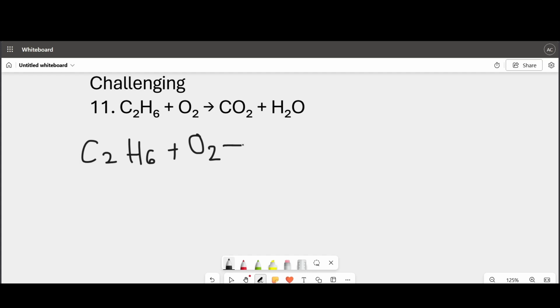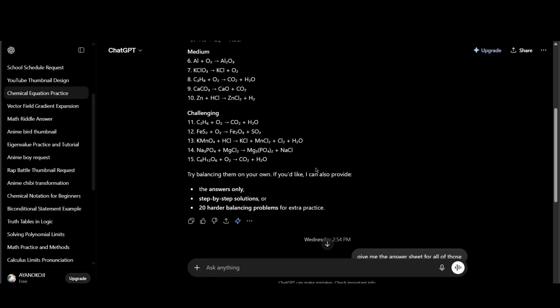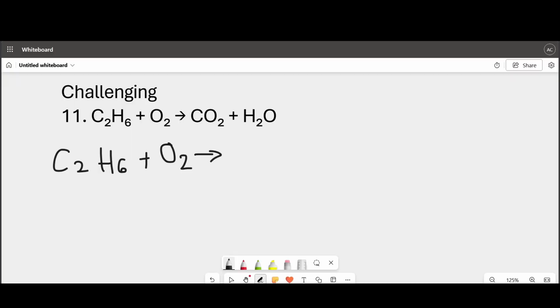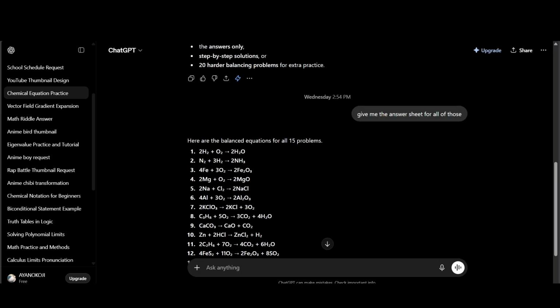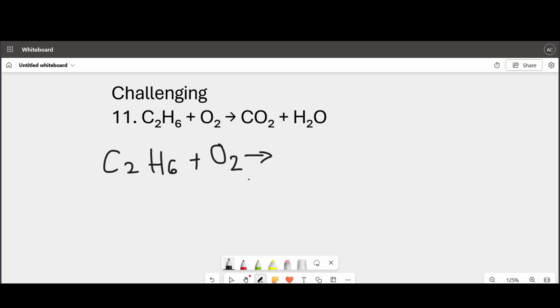Okay, so let's try to balance the carbon atoms again. Let's try to balance the carbon atoms. But I'll check if the question is right. CO2 is H2O. Yeah. So what we need to do is we just need to balance this. Okay.